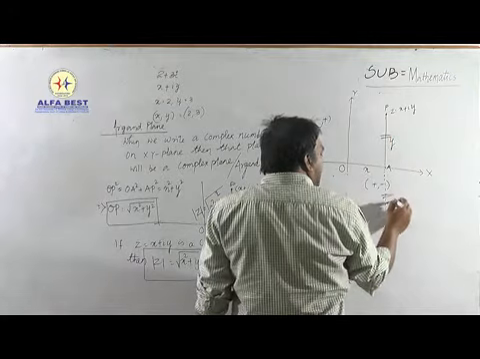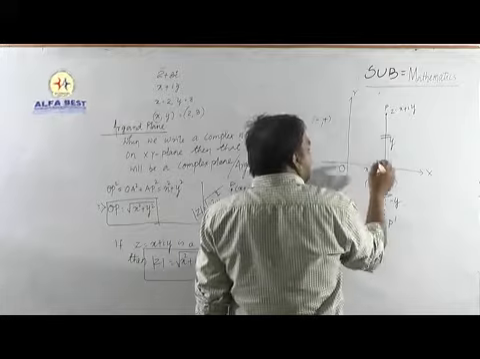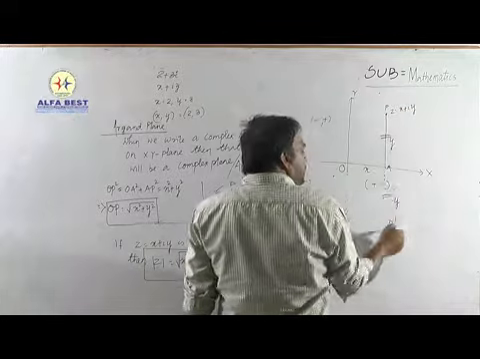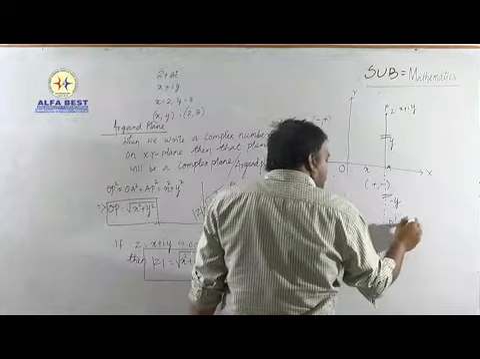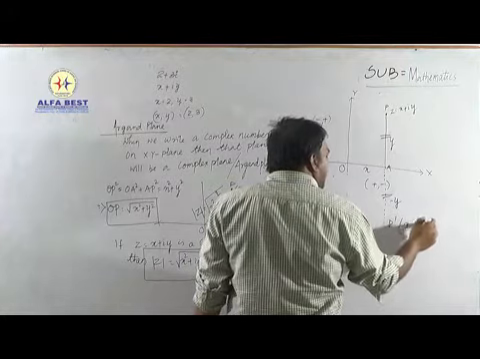This will be how much? Minus y. So if this is your x, this is your y, so this will be minus y. So what will be the coordinate of P dash? This will be x minus iy.